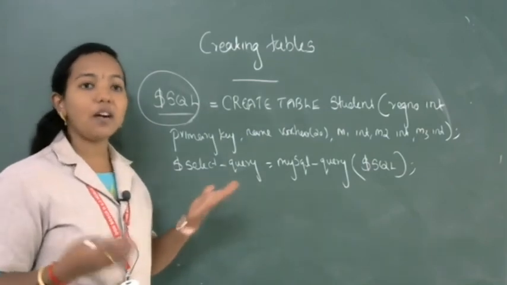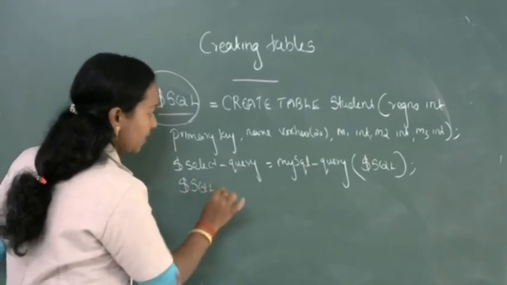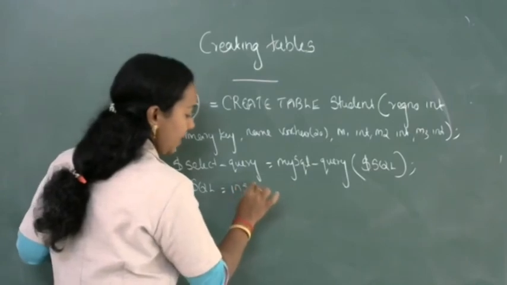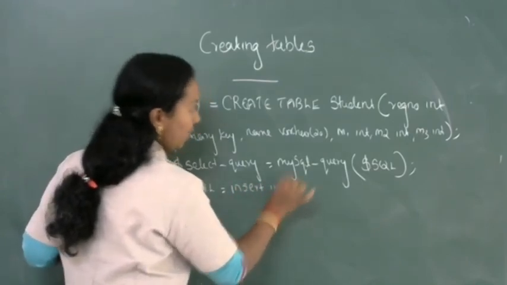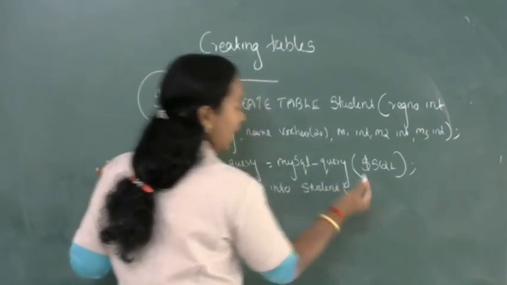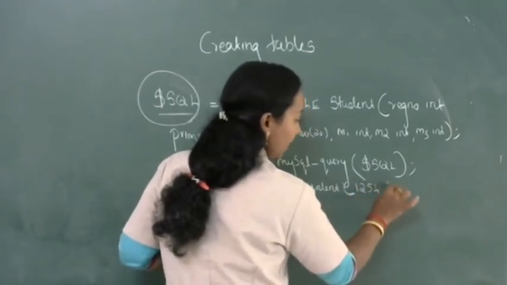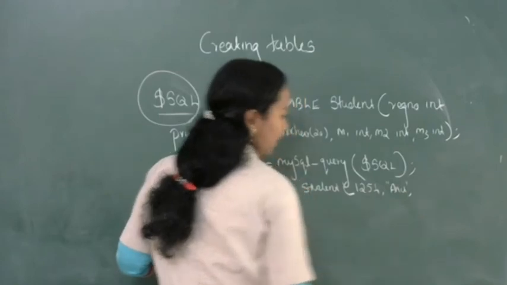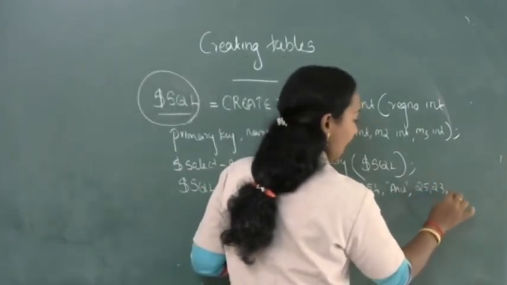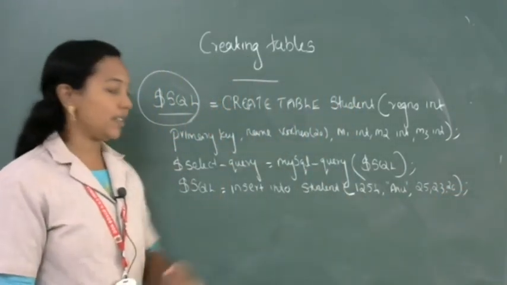So we can write $SQL is equal to, one more statement. Instead of the create table command, I am going to write an insert command. Insert into, what is our table name? Student. Then I can insert values into the table. First one will be the register number 1254, name of the student Anu, then marks M1, M2, M3: 25, 23 and 20. Close the bracket, semicolon. So this is an insert command.